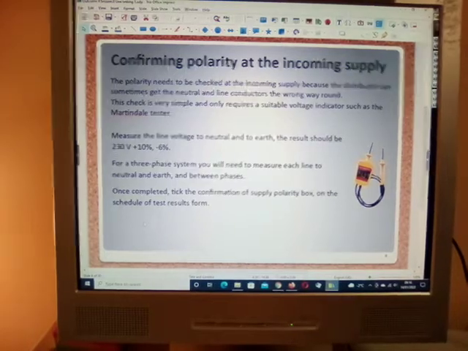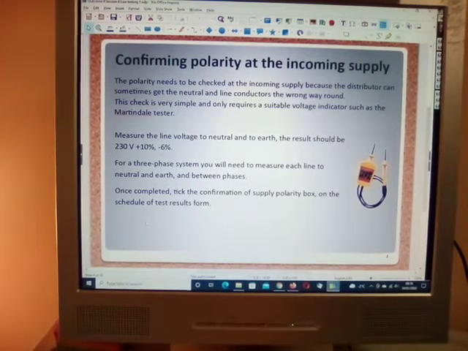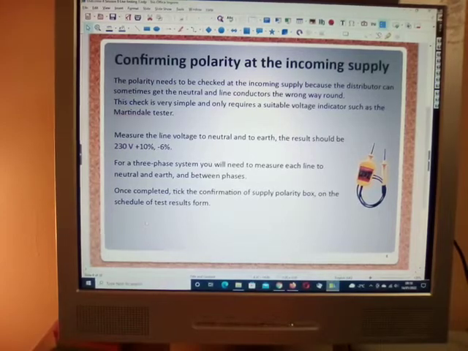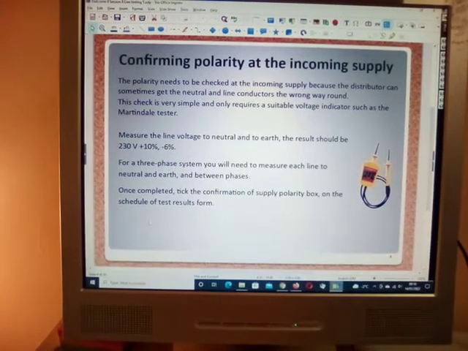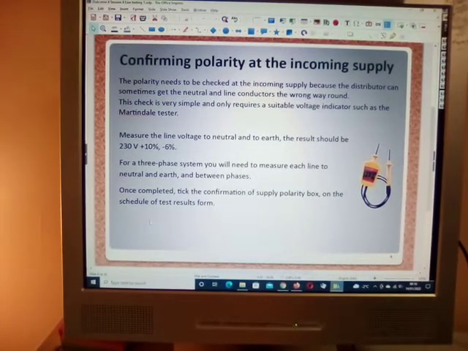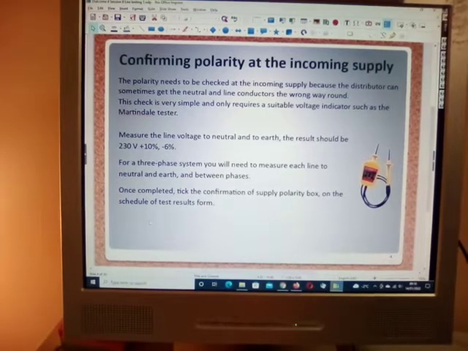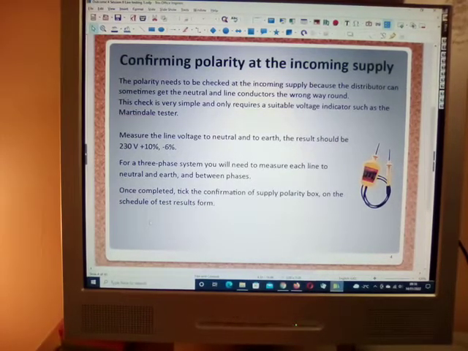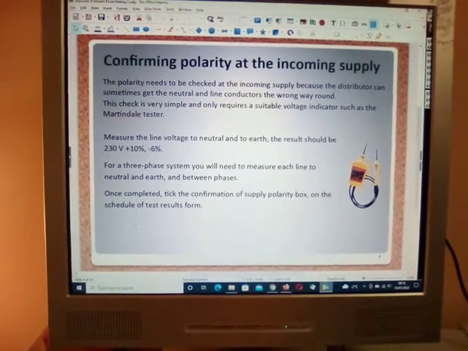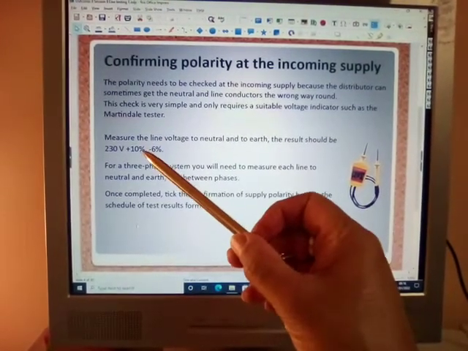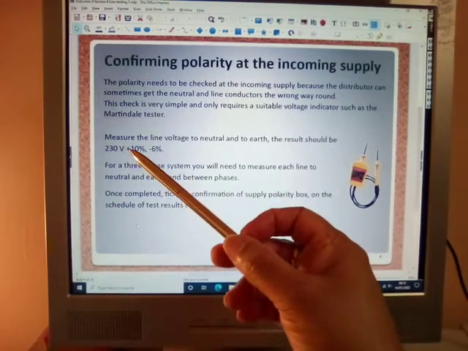Now here we are quite clear that the polarity needs to be checked at the incoming supply because the distributor can sometimes get the neutral and the line conductors the wrong way around. Okay. This check is very simple and only requires a suitable voltage indicator such as the Martindale tester. Okay. Now the minus 6% here is the allowable voltage drop, okay, basically.